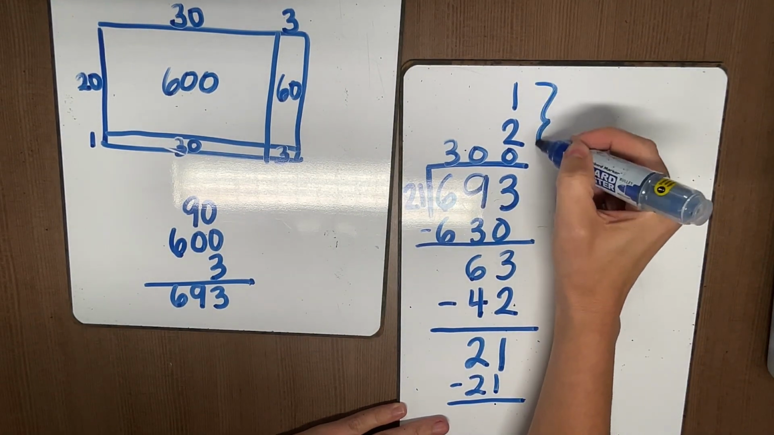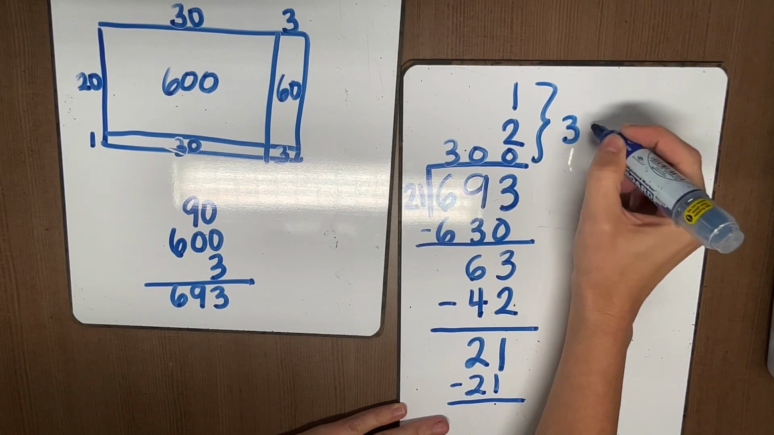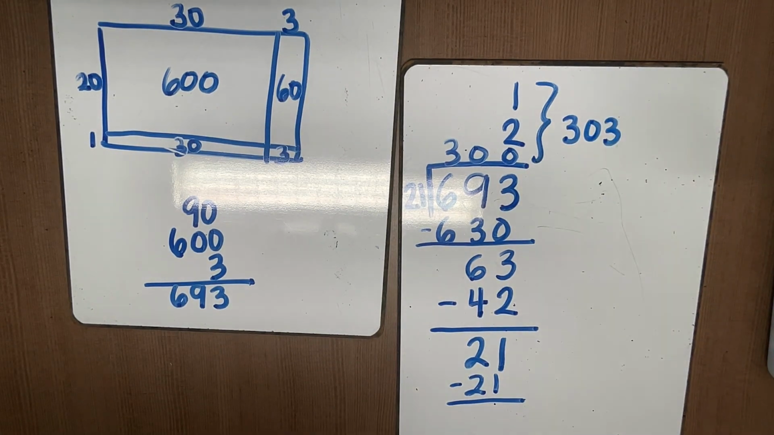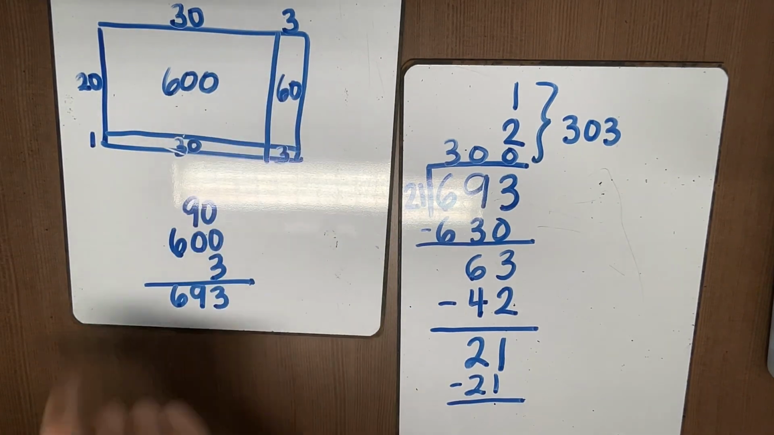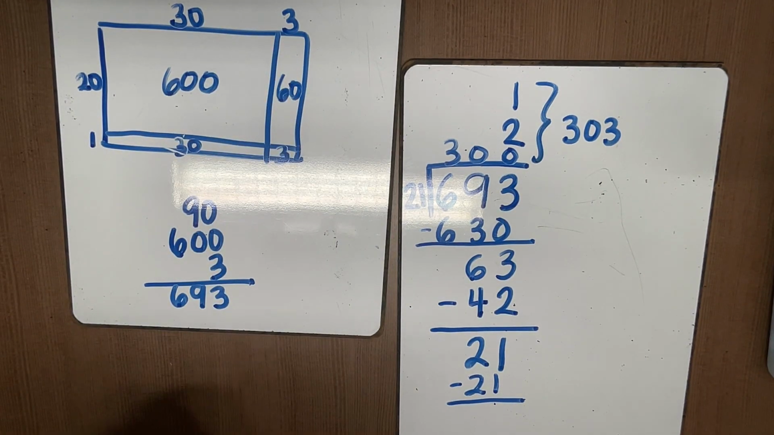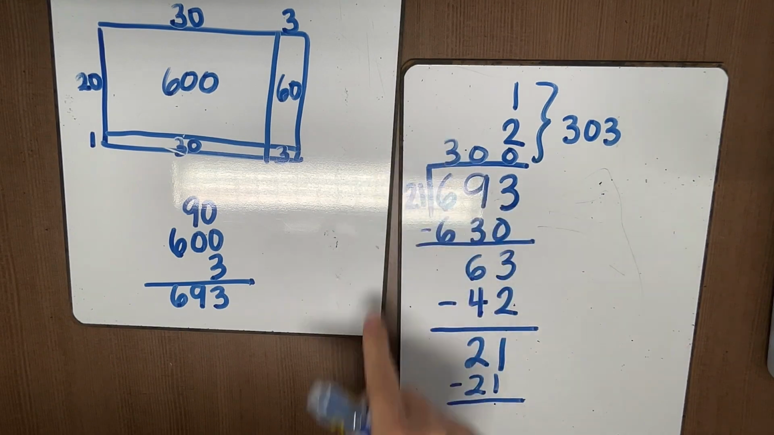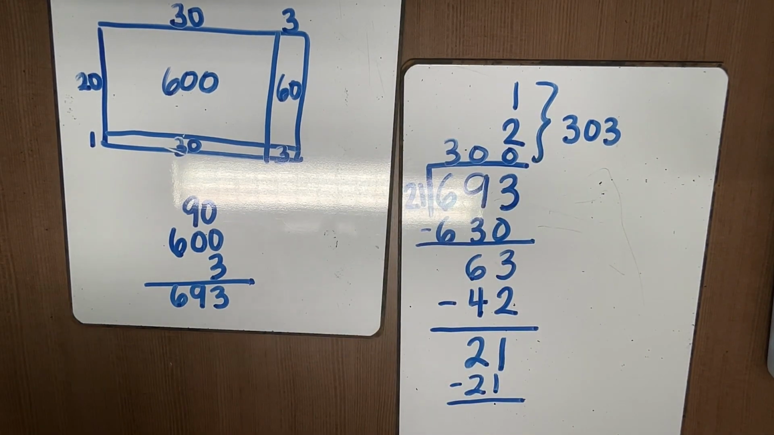Let me add this up. 303. Somewhere I have a mistake, because I don't have 303, I have 33. Where was my mistake in my partial quotient? Can you find it?